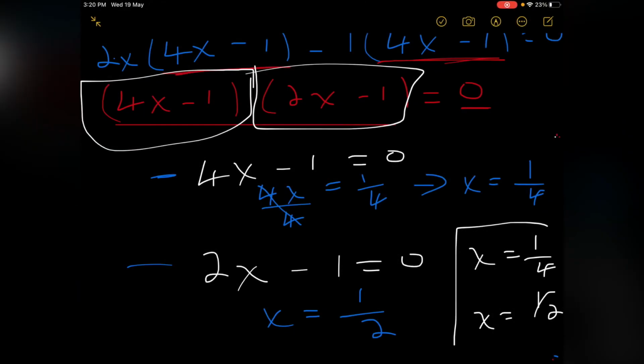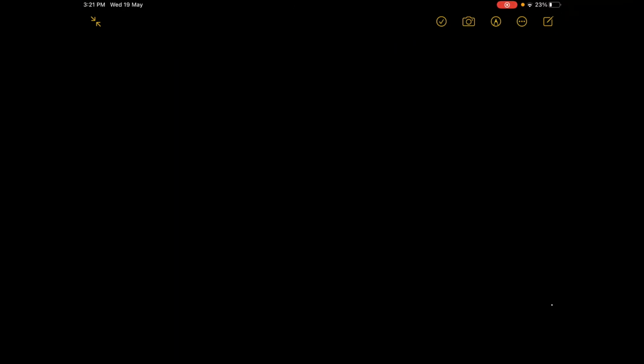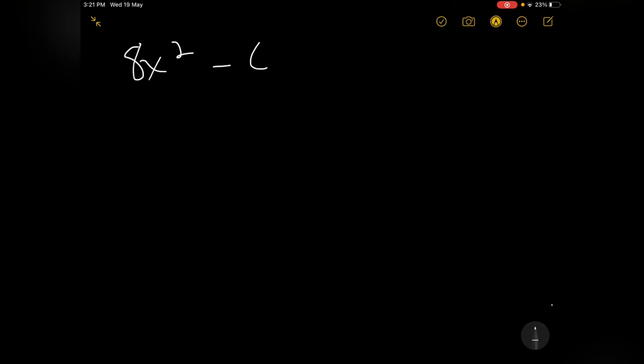Now I promised that I would look at the quadratic formula as well as completing the square. So the next thing we're going to look at is the quadratic formula. Using the same example, 8x squared minus 6x plus 1, and that's equal to 0. That's the example that we just did.